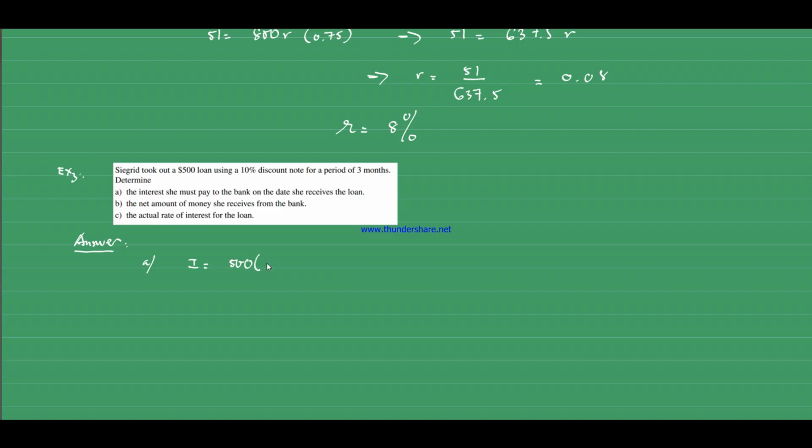So we have P equals 500, R is 10% discount, on 1 times 3 months. It means 3 months is 1/4. Okay, so you have 500 times 0.10 times 1 divided by 4. So that gives you $12.50. So every 3 months, you have to pay that much. The net amount of money received from the bank.